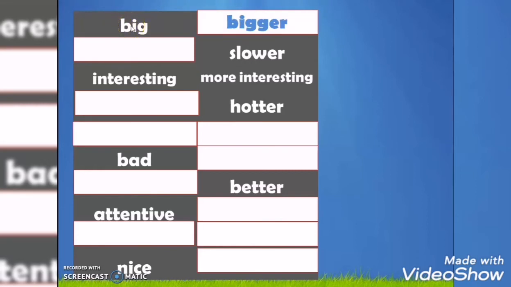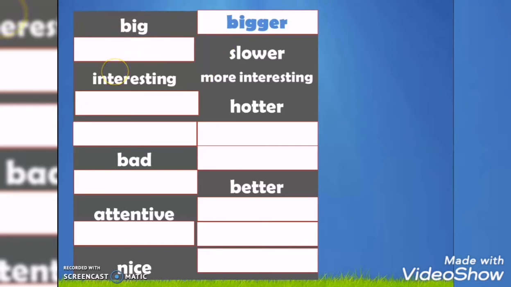Same for hot and same for the word slim. These two words are consonant, vowel, consonant. For the word hot, I double the T. For the word slim, I double the M because they are consonant, vowel, consonant.